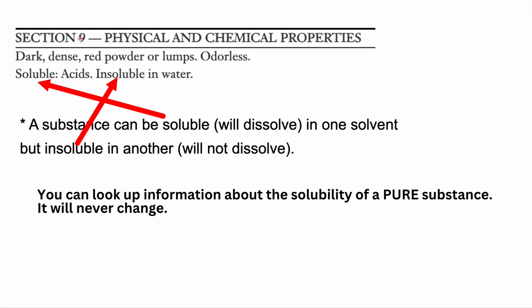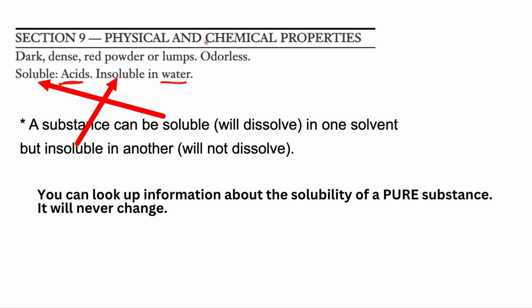Here's section 9 of a particular substance's SDS sheet. Section 9 tells you the physical and chemical properties. So here we see a line that tells us about solubility. This says soluble in acids. That means it is soluble. It will dissolve in acids. But look at what it says about water. It says insoluble in water.